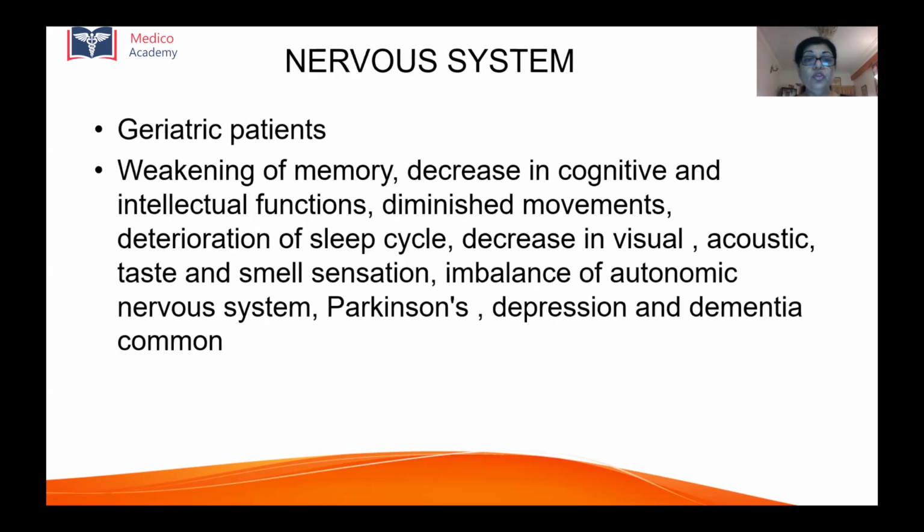Neurological assessment. As most of these patients are geriatric patients, they may have weakening of memory, decrease in cognitive and intellectual functions, diminished movements, deterioration of sleep cycle, decrease in visual, acoustic, taste and smell sensation, imbalance of autonomic nervous system, Parkinson's, depression or dementia.